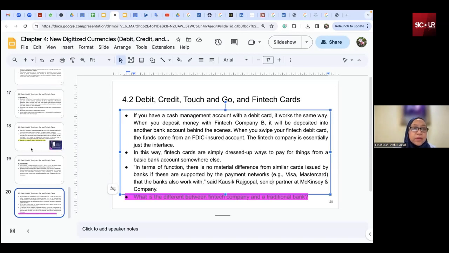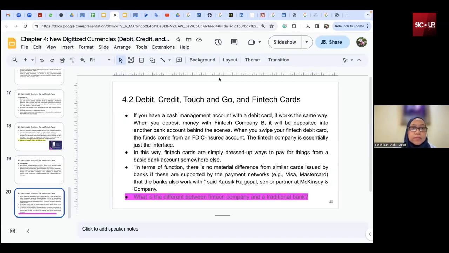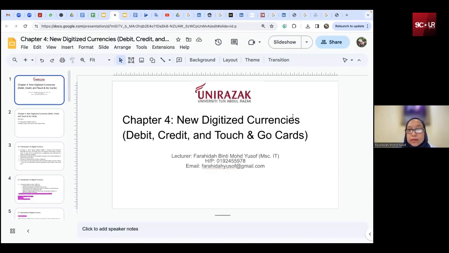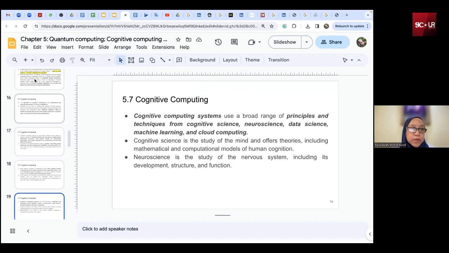Okay, those are chapter 4. I think we have completed chapter 4. I think we can continue with the next chapter. So basically chapter 4 is quite easy kan? It explains what is digital currency or digital payment, and the forms of digital currency or digital payment. So semua tu lah, up to the cryptocurrency. Cryptocurrency is also part of digital payment.